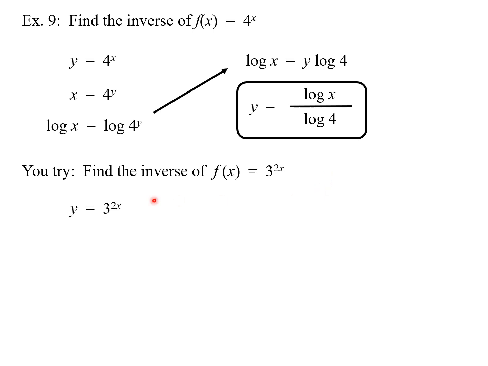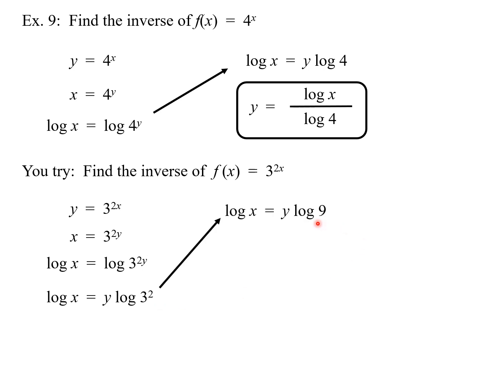So I'm going to write this as y equals 3 to the 2x. Then I'm going to switch them. Okay, now I have to solve for y. So I'm going to take the log of both sides: log of x equals the log of 3 to the 2y. And then I'm going to pull the y out, and I get y log of 3 squared. Okay. And 3 squared is 9. So it becomes log of x is equal to y times log 9.